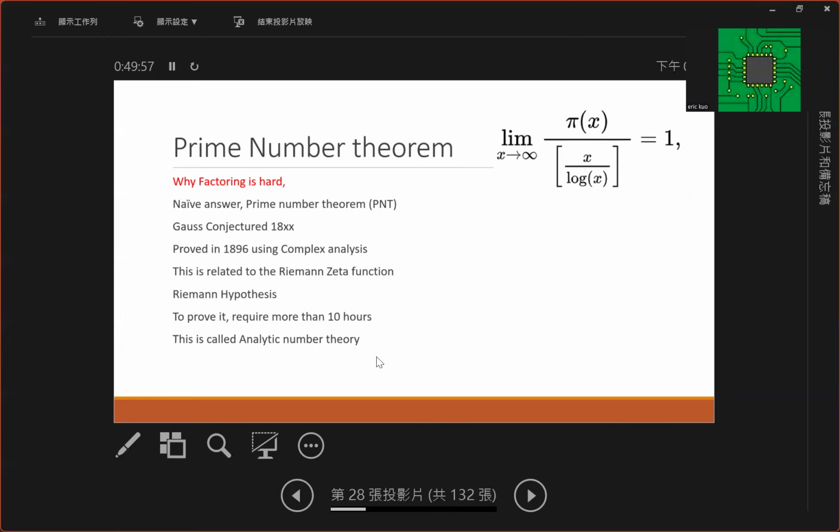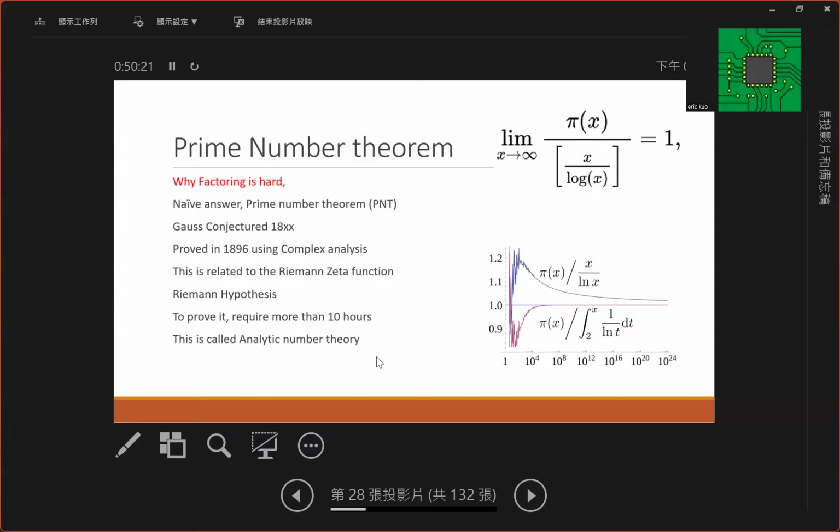It connects to what is called the Riemann hypothesis. If I have time, it's fine, but the proof will require more than 10 hours. So what it's saying is that the number of primes less than x is order x divided by log x. So the simple thing is that it is very large.